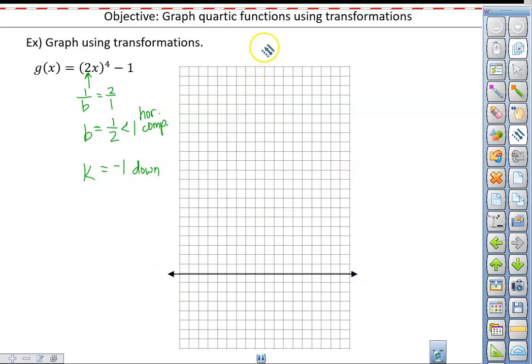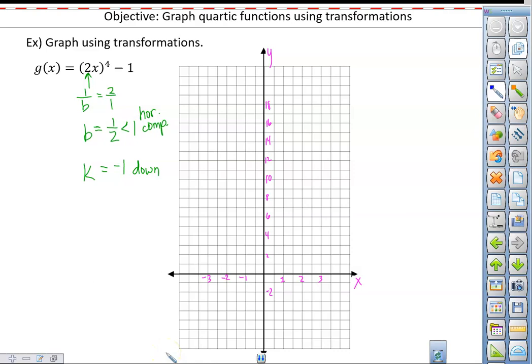And I'm going to put the y-axis in the middle. I don't have any translations left or right. So this time my x-axis, I'm going to use that half-unit scale. So this would be a half, this would be 1, 1.5, 2, 2.5, 3. And then this would be -1/2, -1, -1.5, -2, -2.5, -3. For my y-axis, no reason to change the scale from anything other than 1. So we're going to go with 1s. 1, 2, 3, 4, and so on.